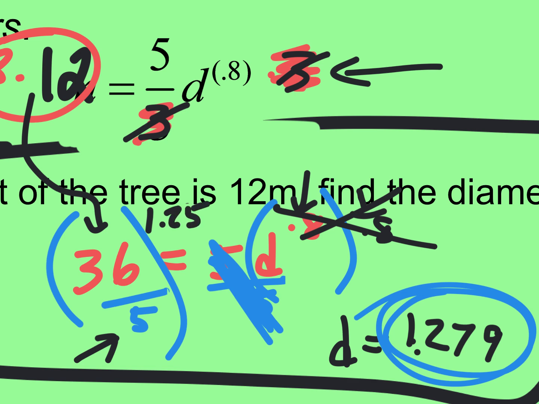1.25, did I hear that correctly now? All right, sorry about that. So, 36 divided by 5, and that to the power of 1.25.